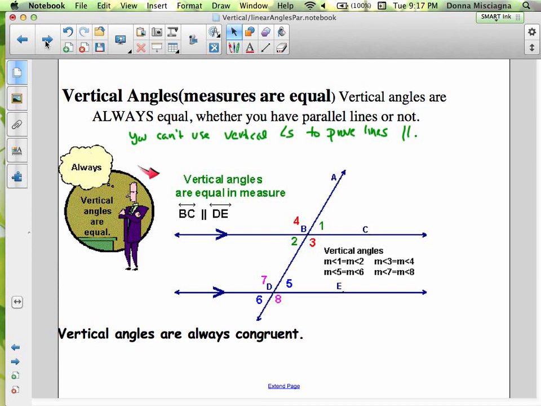So our vertical angles, remember, are the angles that are formed by intersecting lines. They share a vertex. They're opposite one another. In the diagram there, and you have the same diagram in your notes, 4 and 3 are vertical angles, 1 and 2 are vertical angles, 7 and 8 and 5 and 6. And those are always congruent.